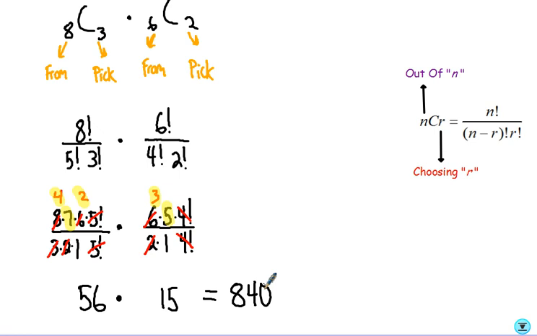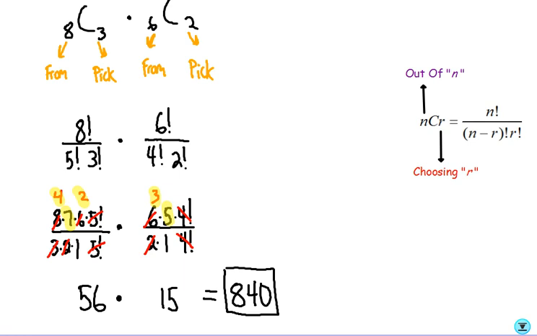So there are 840 different ways that you could pick those 5 people. And there is somewhat of a shortcut. You'll notice where I got 56 and where I got 15.